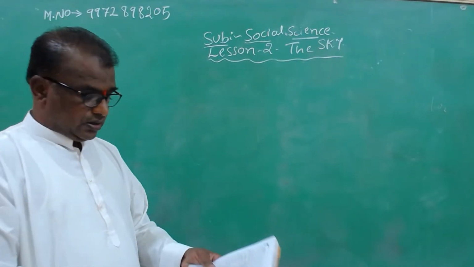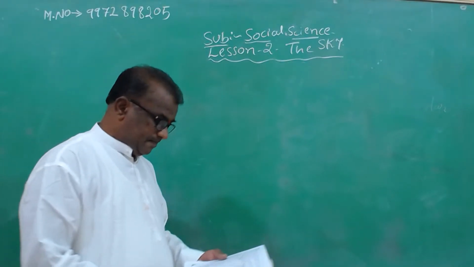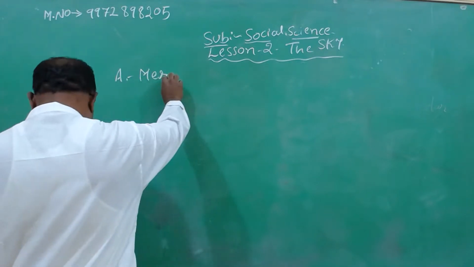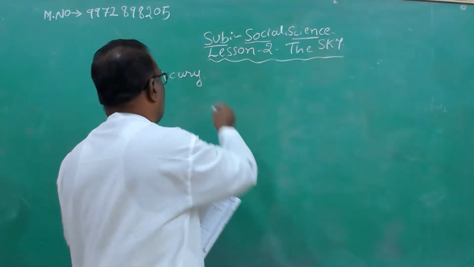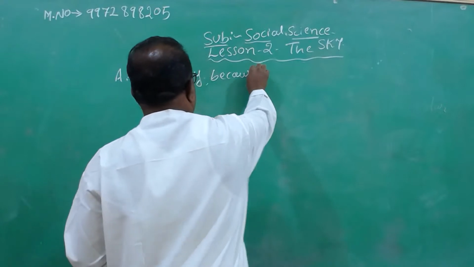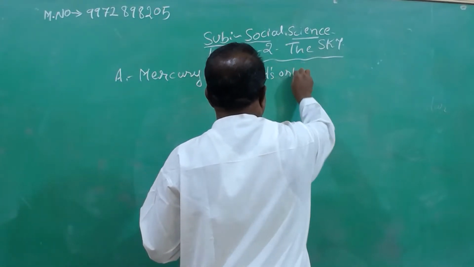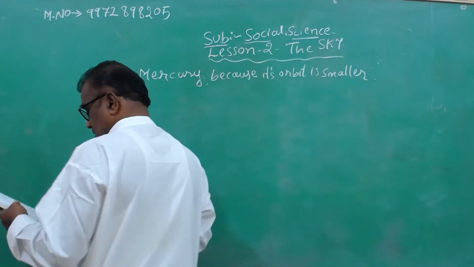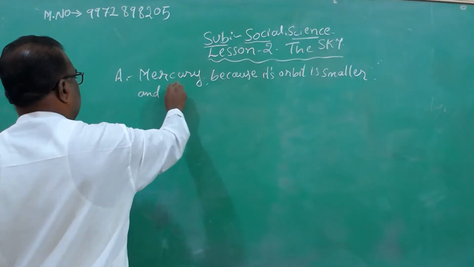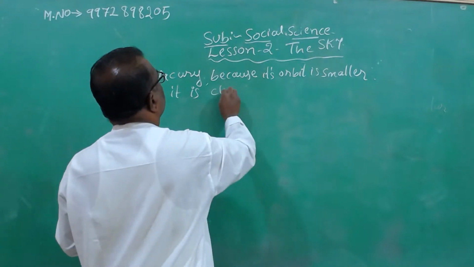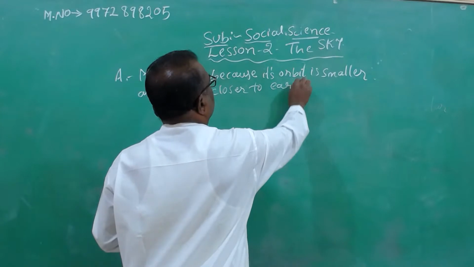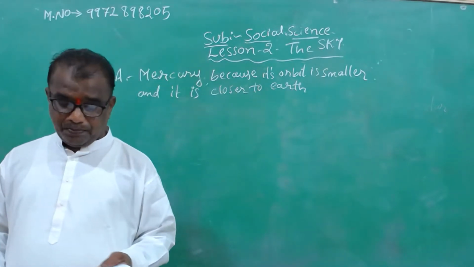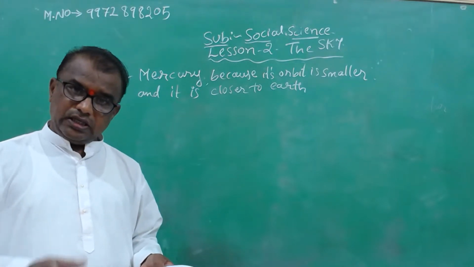The question is, which planet takes the least time? Mercury. Answer. Why? Because its orbit is smaller, and it is closer to the Sun. Next question: which planet takes the most time to complete one revolution around the Sun, and why?